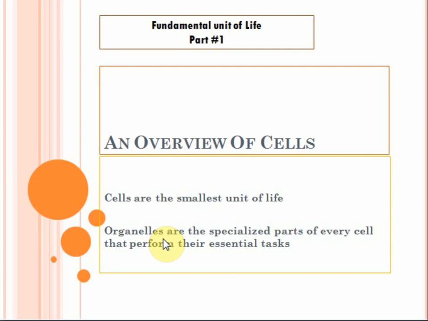Now, what are organelles? Organelles are the specialized parts of every cell that perform their essential tasks, like organs. These organs help us to perform essential tasks like respiration, digestion, etc. And so the cells have the organelles that do these. And cells are the smallest unit of life.